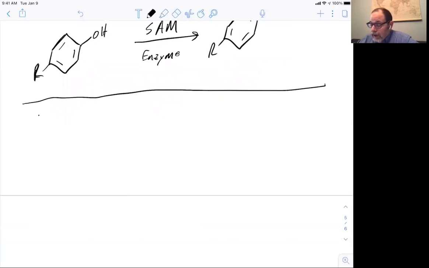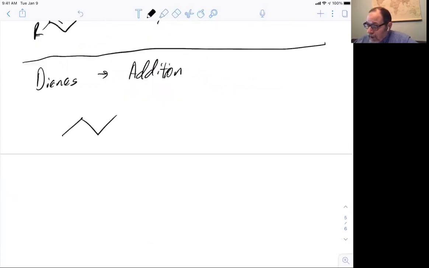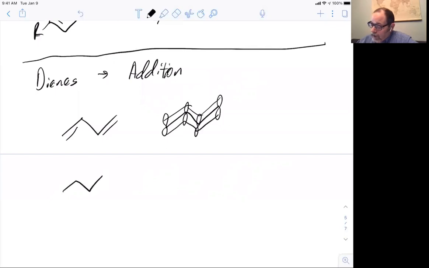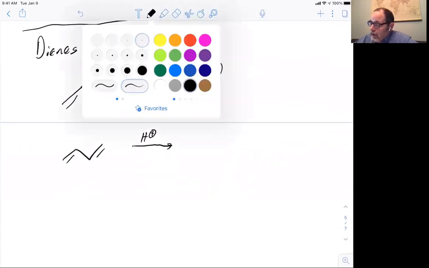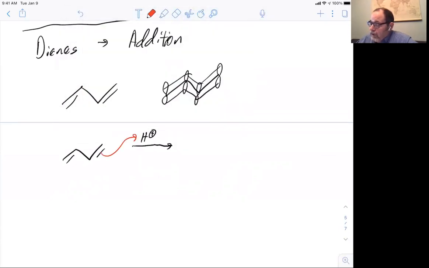So when we were doing conjugated dienes, we didn't look at addition. We looked at stability. We did a couple other things, but if we're thinking about dienes, right, these are conjugated dienes. So if I look at this, I've got a P orbital here, right? I can draw a continuous pi system. If I added a hydrogen here, that'd give me a carbocation here. And then that has resonance.